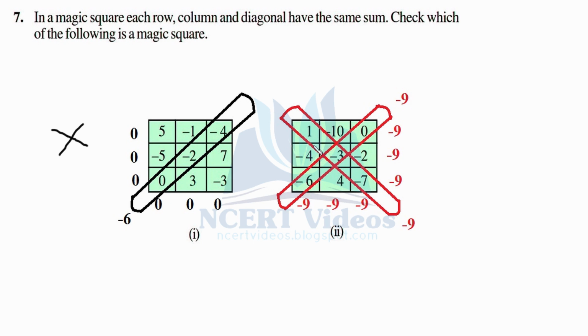Now we have to check row-wise. So minus 10 plus 1 is minus 9. Add all three, it gives you minus 9. Now minus 6 and 4 gives you minus 2, and minus 7 added gives you minus 9. So it matches our criteria, therefore it is a magic square. That was your definition of magic square. That was your 7th.